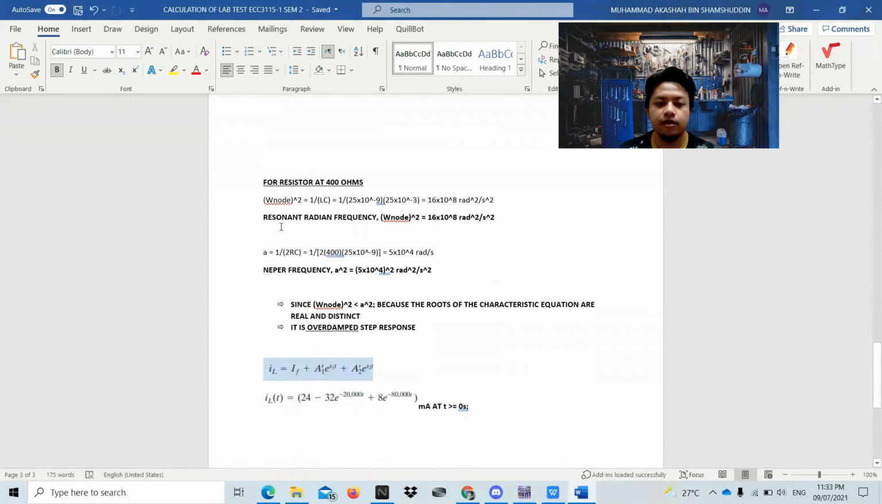And also for the 400 ohm resistor, the resonant radian frequency is lesser than the Neper frequency because the roots of the characteristic equation are real and distinct. So it is an overdamped step response. So I'm going to use this equation to plot on the graph later.